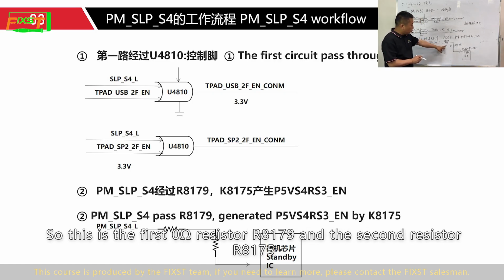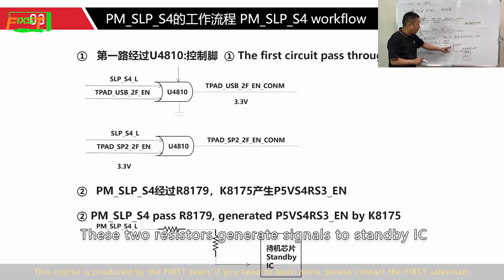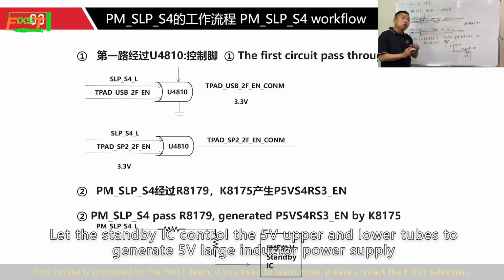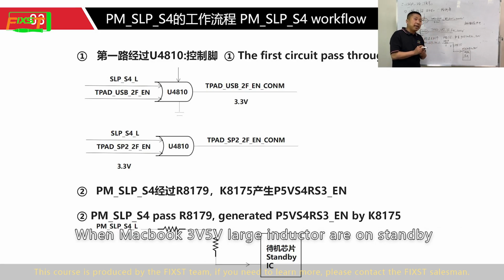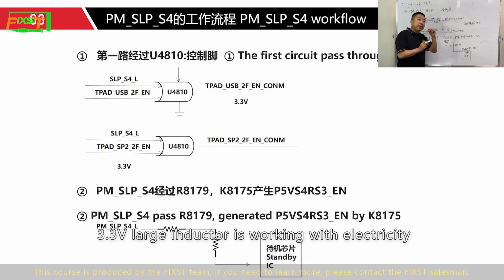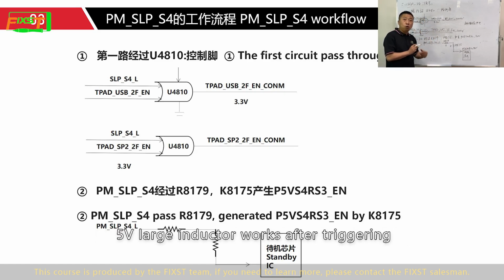So this is the first 0 ohm resistor, RA179, and the second resistor, RA175. These 2 resistors generate signal to the standby IC. Let the standby IC control the 5V upper and lower tubes to generate 5V large inductor power supply. We mentioned it in the last class and also in the previous class, where MacBook 3V 5V large inductors are on standby. 3.3V large inductor is working with electricity. 5V large inductor works after triggering.